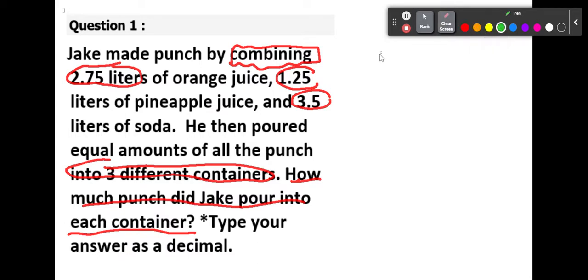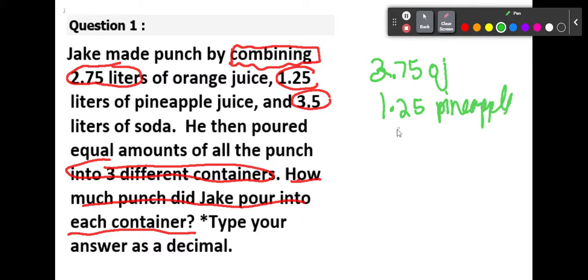Jake is combining 2.75 of orange juice, 1.25 pineapple, and 3.5 of soda. And you can at least write that down, right? And then after he combines all those, he's pouring equal amounts of punch into 3 different containers. So your first step, and maybe if these were whole numbers, make an easier number. If this was a 3 and this was a 1 and this was a 4, and he combined all those ounces, you would be adding them to get the total. So you're going to add these numbers in the problem.